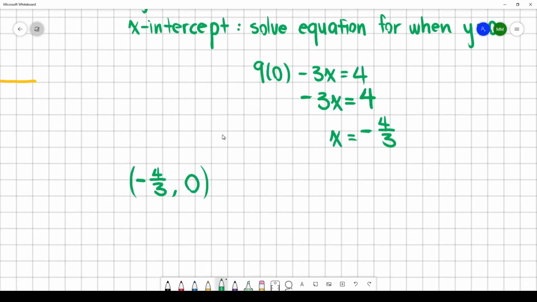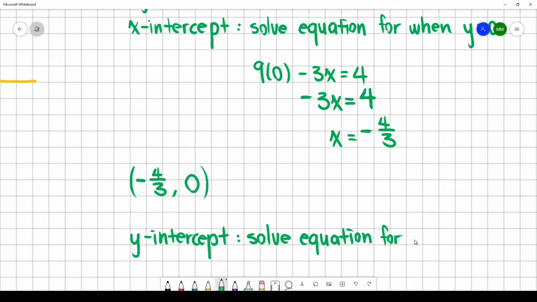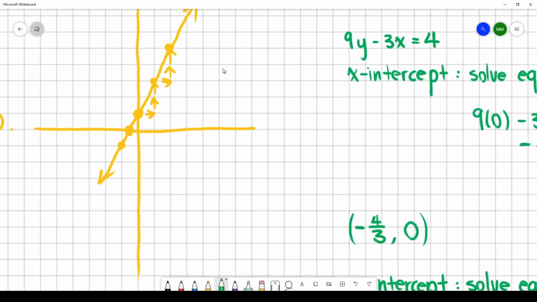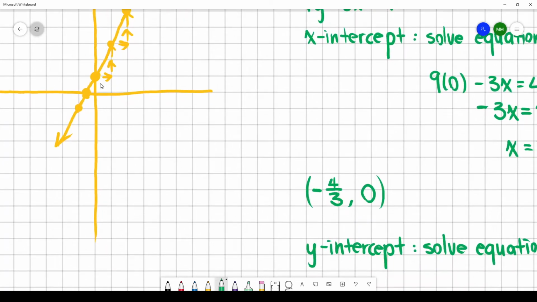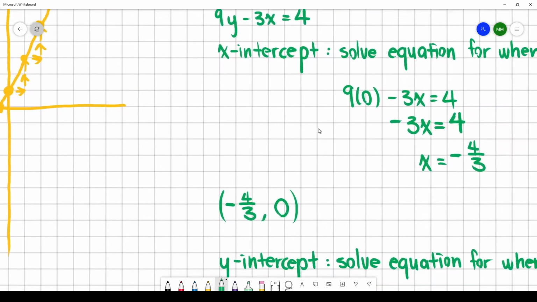And then we find the y-intercept using a similar method. Solve the equation for when x is equal to 0. x equal to 0 is on this vertical line over here, so you will have a point on this line, and that will be the y-intercept.